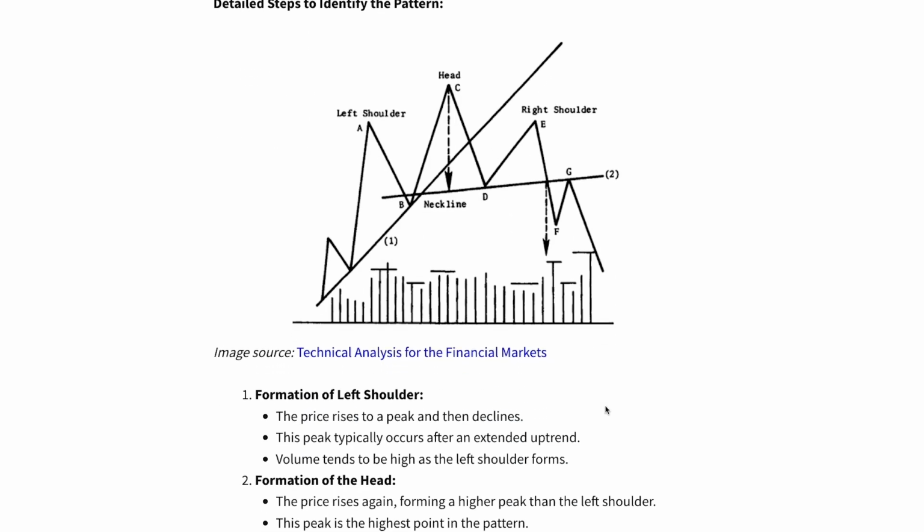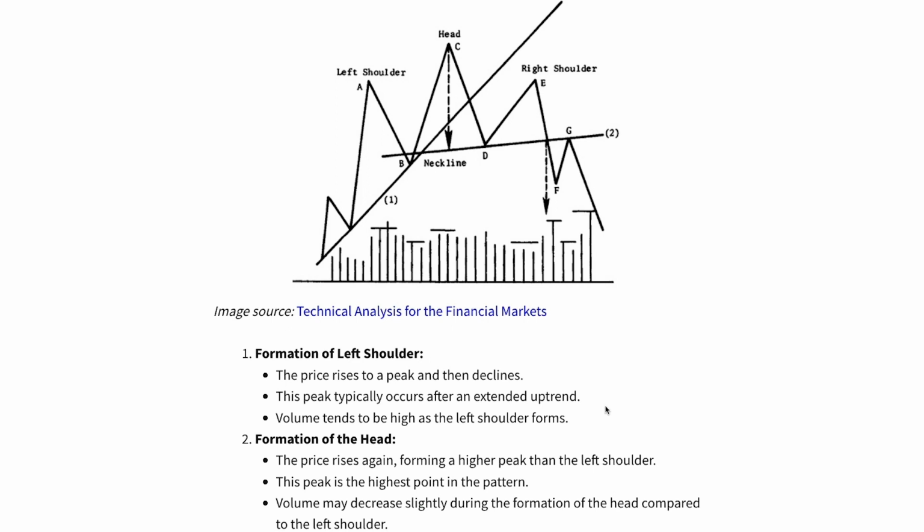So again, here's the image, and we'll just talk a little bit more in terms of detail here. This image right here is actually from the textbook, Technical Analysis for the Financial Markets. So, the forming of the left shoulder: the price rises to a peak and then declines. Here's the price, and it rises to this area here, and then it declines. You can see the volume bars here, and it's going to rise on quite an increase in volume.